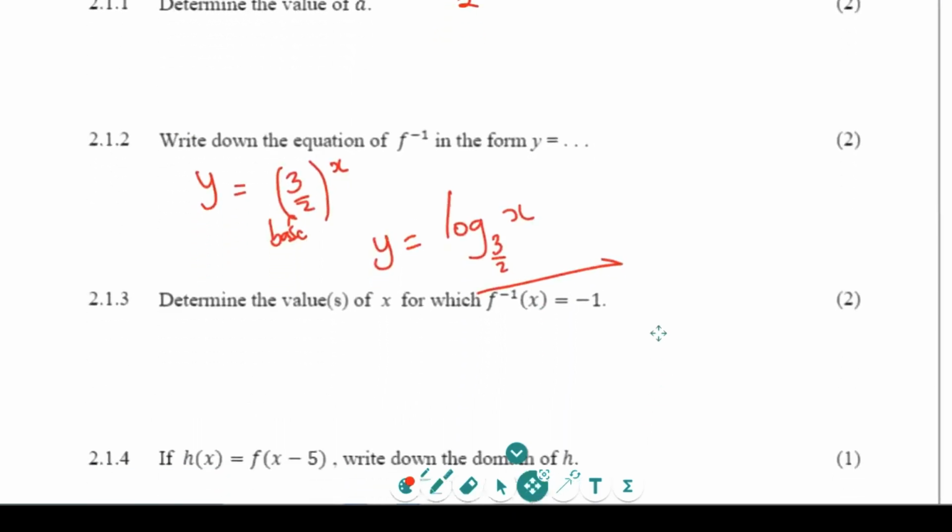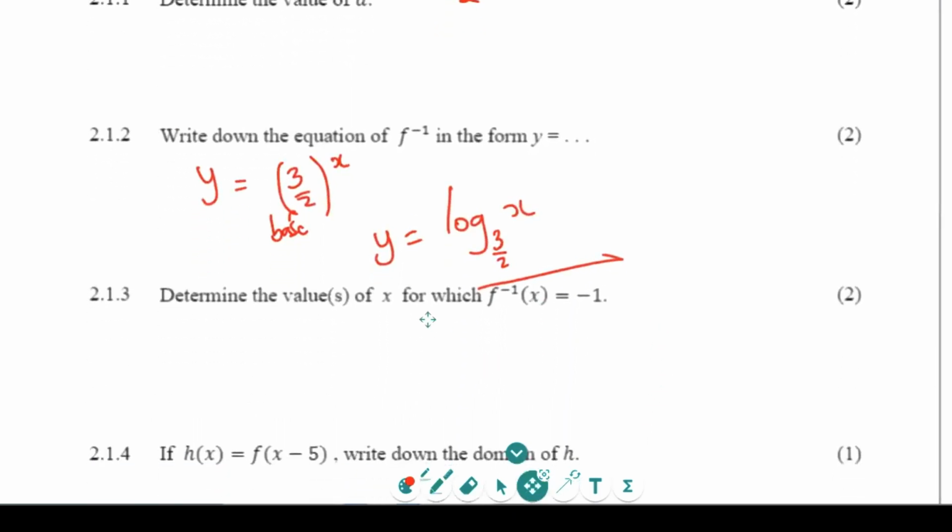Then 2.1.3, they want us to determine the values of x for which the inverse is equal to -1.